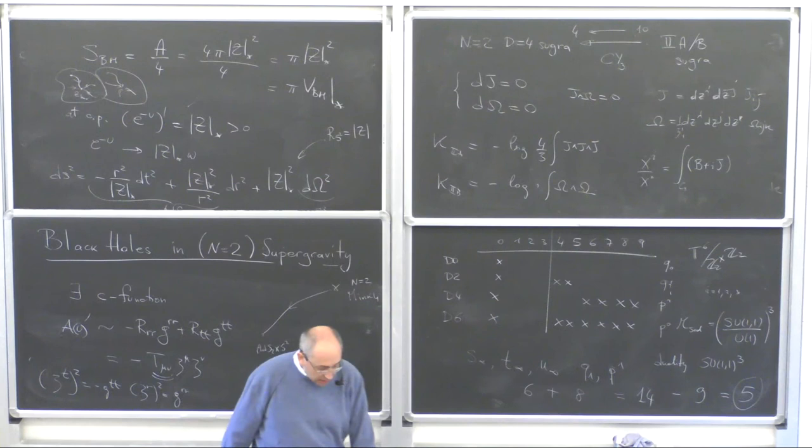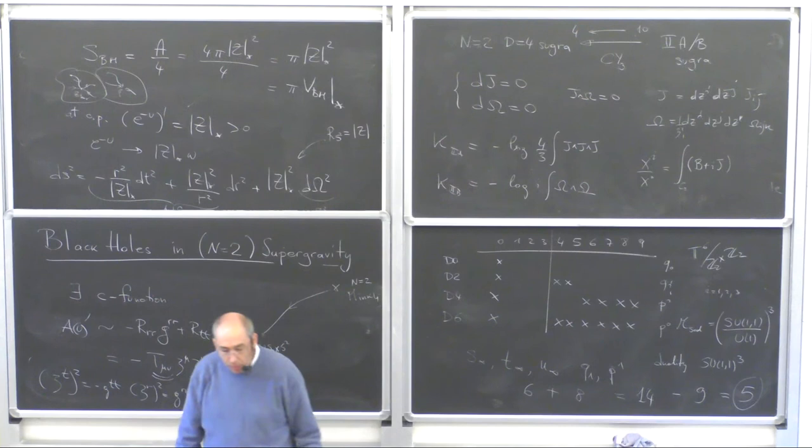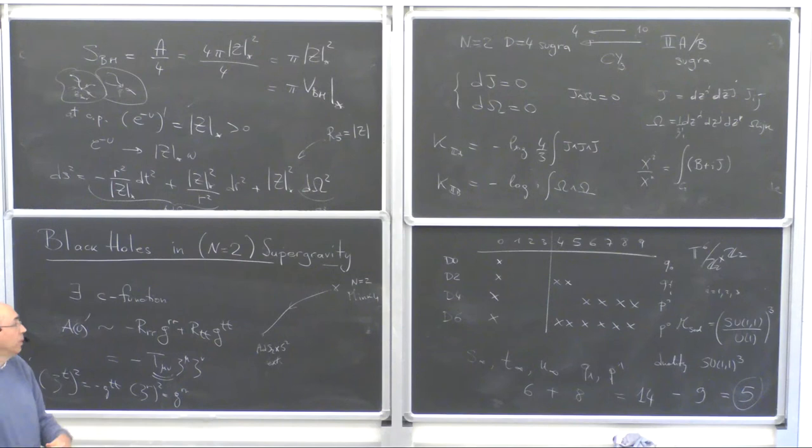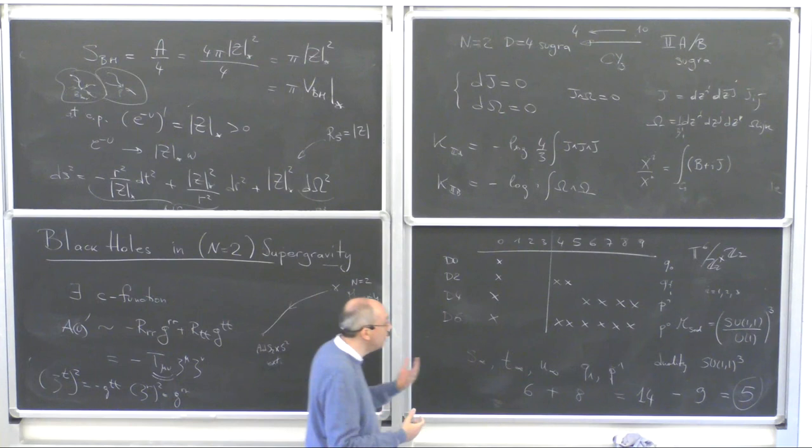So this is to say that duality is a very powerful tool. Of course, here the counting is very simple. If you change the number of supersymmetries, there might be redundancies and things might be a bit more complicated, but the idea is always the same.